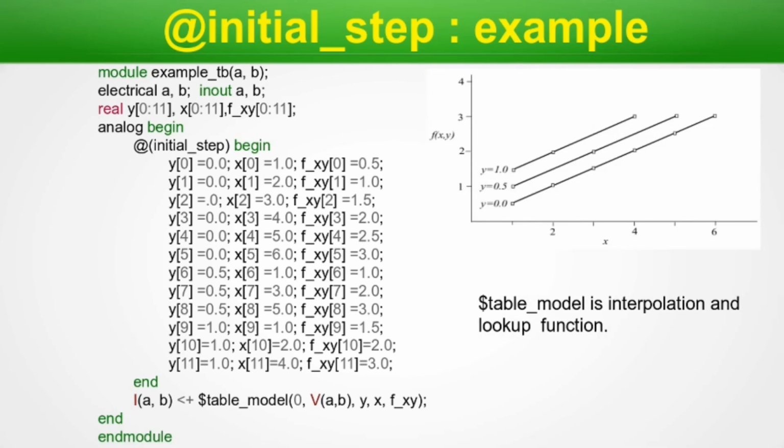Here we define pictorially the right hand side graph. It gives the fxy graph for the two independent variables, that is x and y, and the $table_model used in the contribution statement is an interpolation function that will do the lookup in the table. When we define a function, we are not going to change this lookup table anywhere in the rest of the code. So we put this data here in the initial step. So this is the purpose of the initial step, just to initialize the value. Those are values we are not going to change or use at a later point. So these are for initialization.